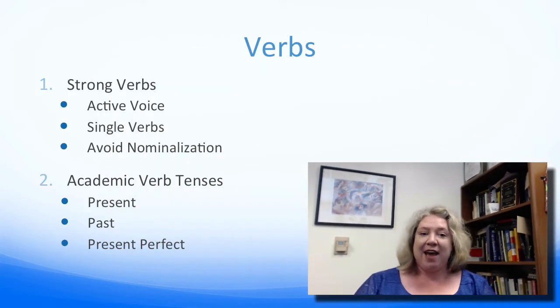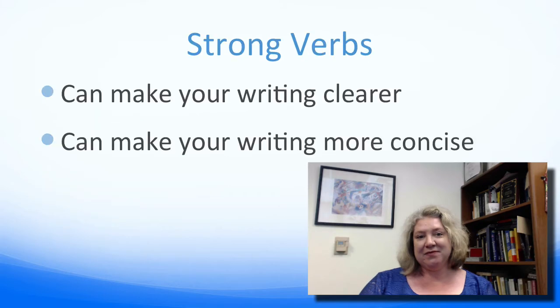When considering some factors that make academic writing effective in a U.S. context, such as clarity and being specific and conciseness, verbs play an important role. In this module, we'll talk about strong verbs and the most common academic verb tenses. Using strong or active verbs can help make your writing clearer and more concise.